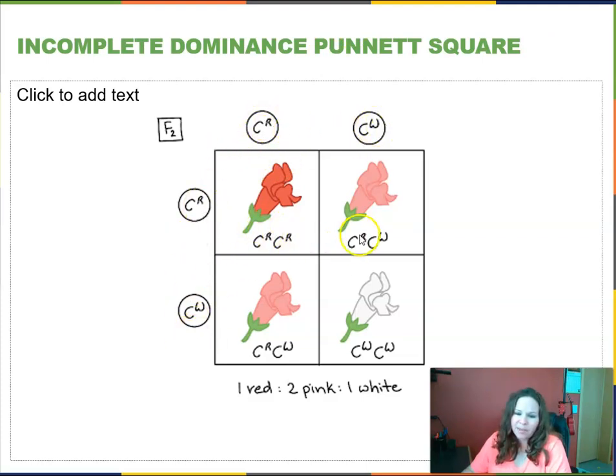And then we put them together in the squares, just like we did with the other monohybrid crosses. So this flower with the superscripts of 2 R's is red, and superscript RW is pink. This one too. And then a superscript with 2 W's is white. So again, nobody is completely dominant, nobody's completely recessive. So both of them show through for the phenotype, and you get pink. And again, we get that 1 to 2 to 1 phenotypic ratio here when we do a pink with a pink.